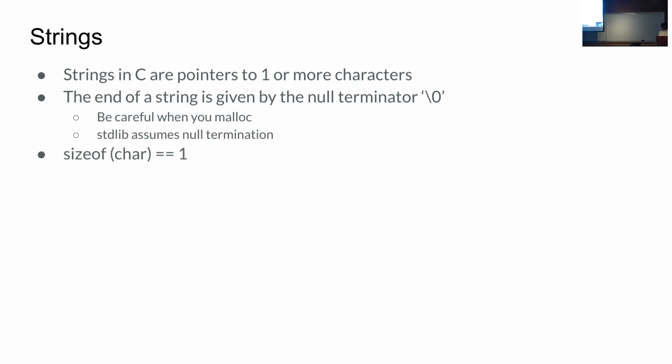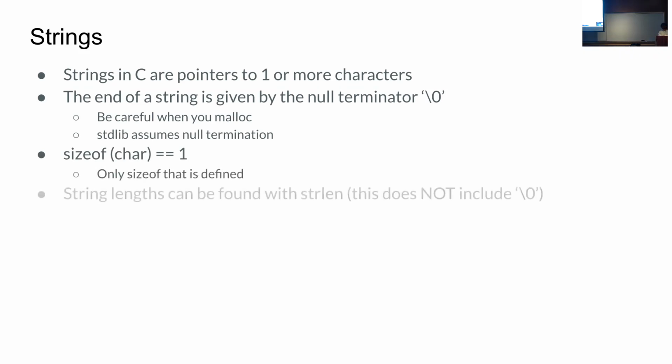The size of a character in C is 1 byte, right? So this is the only size that is defined in C. Every other size is based on the size of a character, right? So size of a character is equal to 1 byte. And there are multiple functions that you can use to work with strings in C. One of them is strlen, right? And this doesn't include the null terminator, right? So this is how you call strlen. It returns the length of the string, excluding the null terminator.